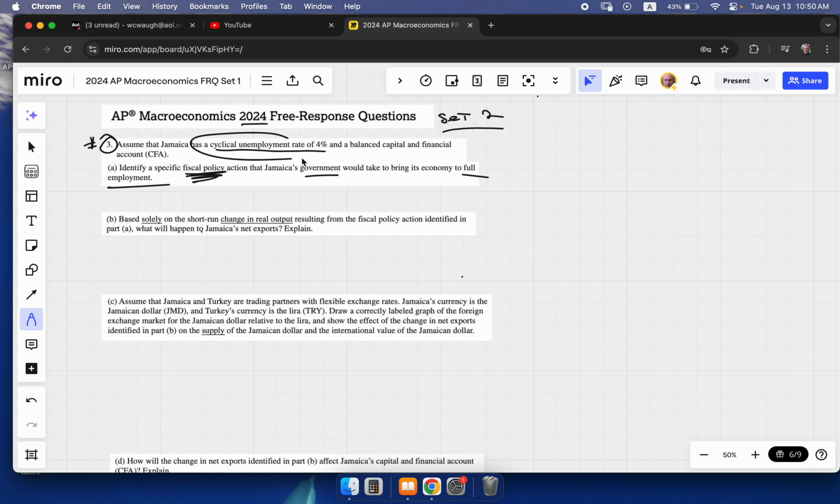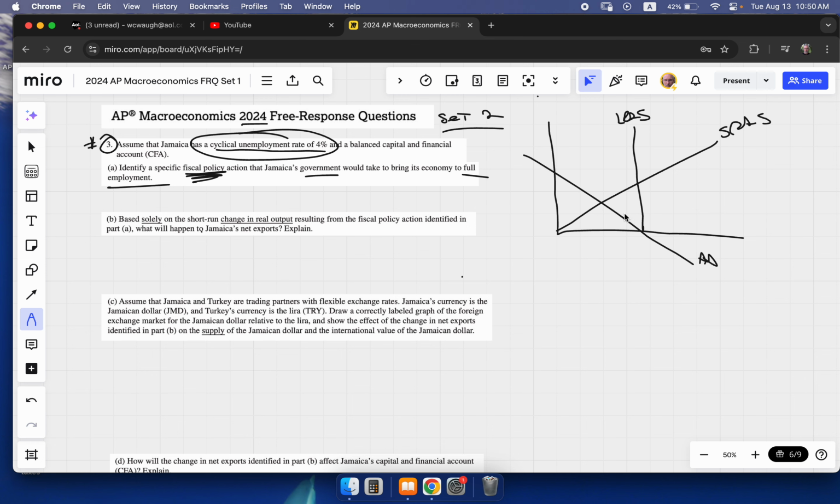So recognize anytime we have cyclical unemployment, we know that we are in a recession. If they asked us to draw a graph, we should draw long run aggregate supply vertical, short run aggregate supply upward sloping, and aggregate demand downward sloping, but to the left of your long run aggregate supply. That's full employment right there. This is us in a recession.